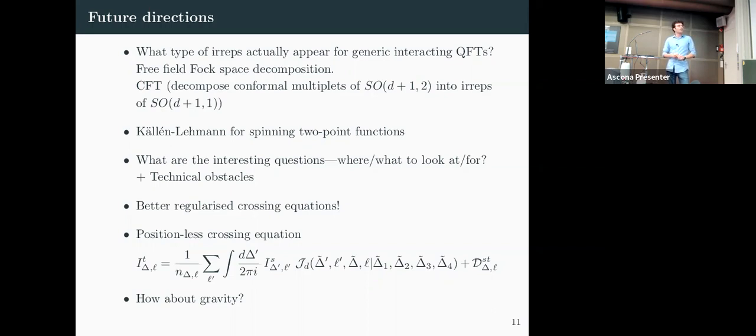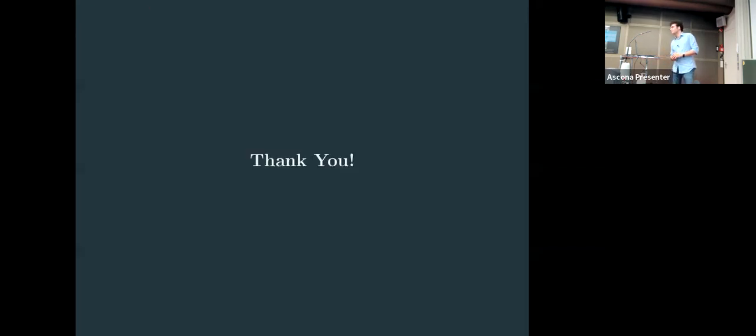And the last thing is: how about gravity? If we want to add gravity to this scenario, how do we first set it up, and what can we look for? And that's it. Thank you.